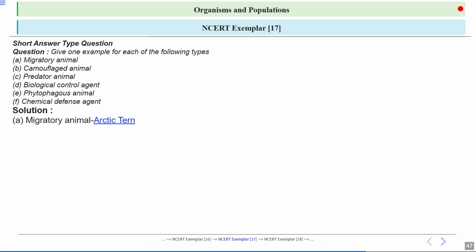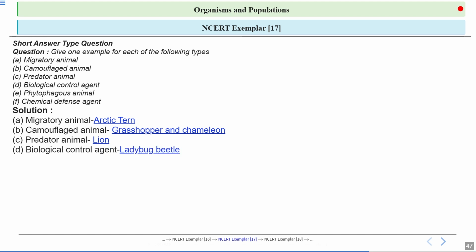Let's talk about the migratory animal, the Arctic tern. This is a great example of migratory animals. It travels thousands of kilometers between the Arctic and the Antarctic every year. Next one is camouflage animals. Grasshoppers and chameleons are masters at blending into their environment, especially chameleons. Predator animal, this is the lion. The lion is a classical example of a predator animal. This lion is at the top of the food chain in its habitat.